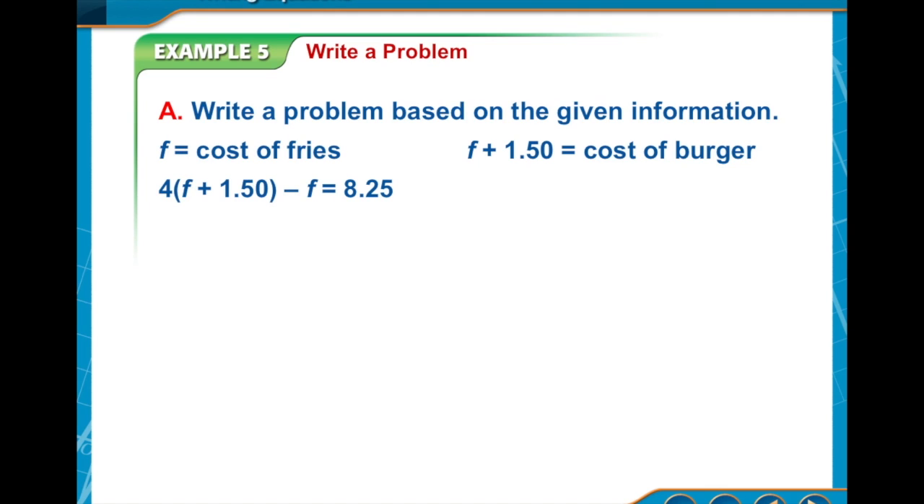Now 5A. We're asked to write a problem based on the given information. So we've got F as a variable, that's the cost of fries. We know the cost of a burger is $1.50 more than the fries. And we're given this expression to evaluate.